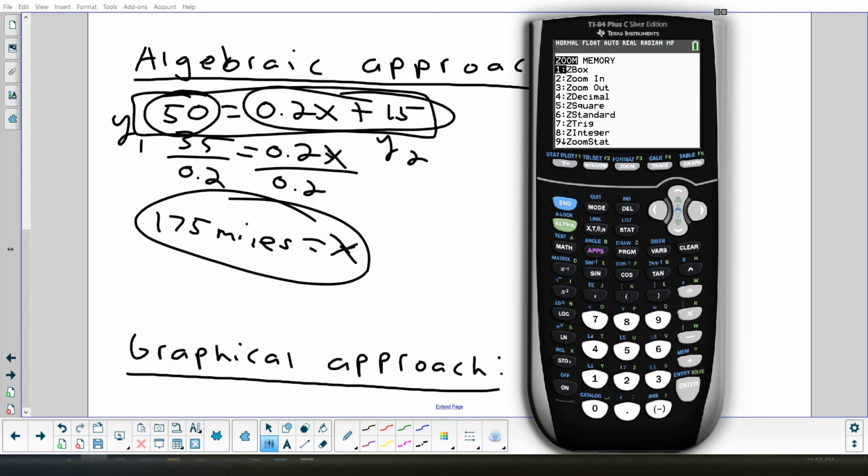I'm going to press zoom 6. We talked about what that does. It sets a standard window from -10 to 10 on the x and the y-axis. You know it's working because you get that little yellow circle in the upper right. Still working, still working, all done.